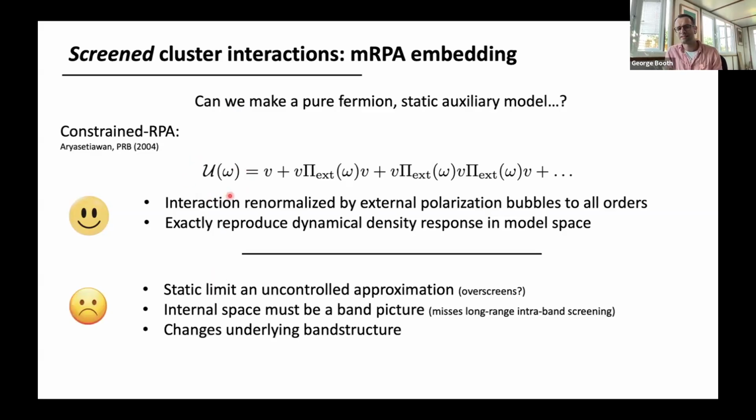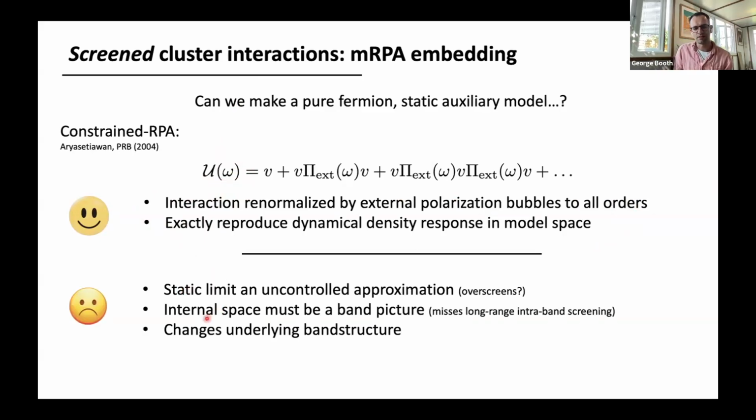Often people will want to have a static interaction, and so they will have to take the static limit of this effective interaction, which can be, in general, quite uncontrolled. So normally they'll take omega equals 0, but in which case it will formally remove these nice properties that we have above.